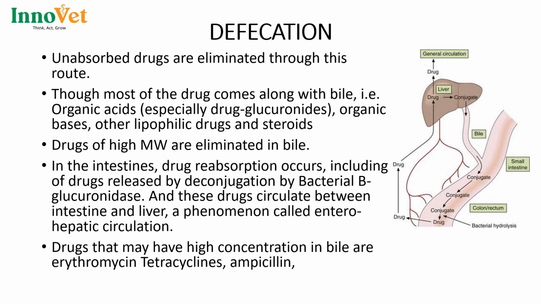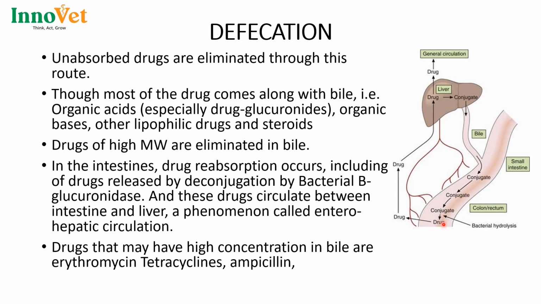Now, when this bile comes into the intestines through the bile duct and then the duodenum, then ileum, these drugs, the conjugated ones, when they reach here in the intestines, they will find the bacteria, and this bacteria produce an enzyme known as beta-glucuronidase, and this enzyme will lead to hydrolysis of this conjugated drug, and it will release the drug.